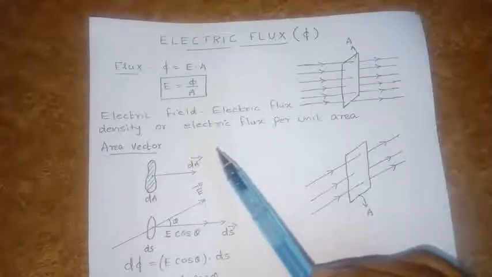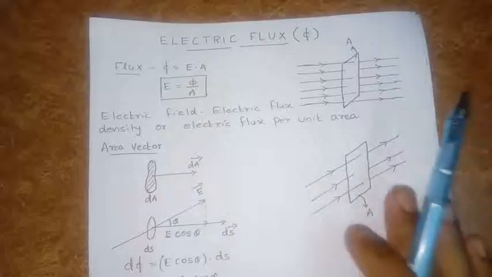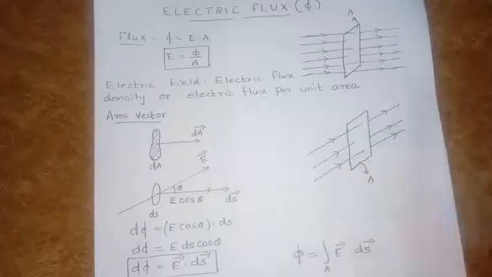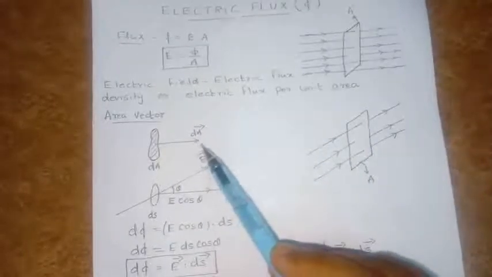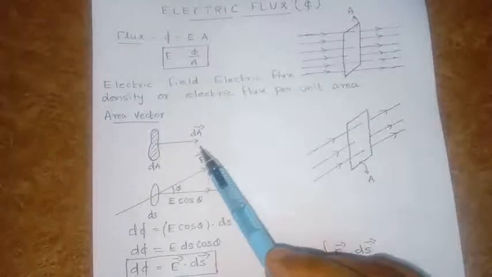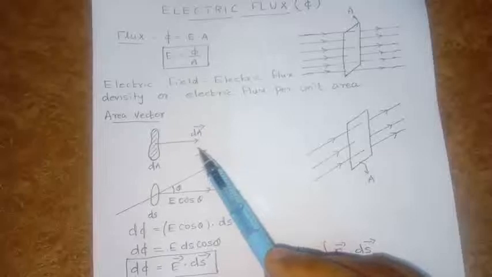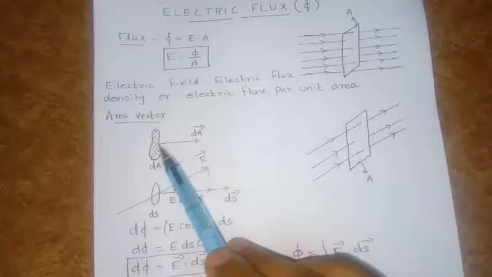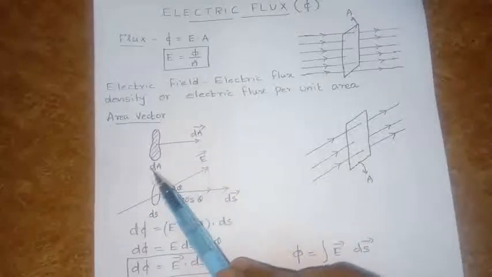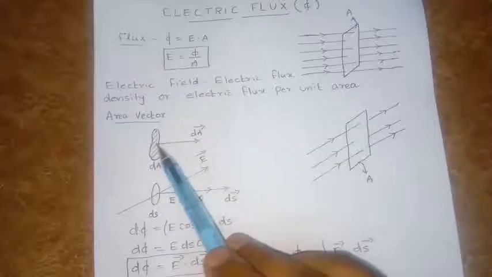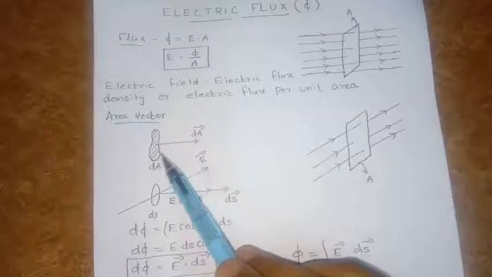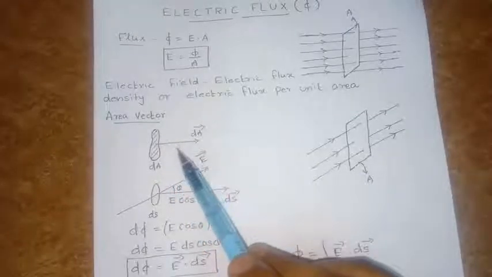Now we are going to discuss something in detail about electric flux. For that, first we have to understand the area vector. You know area is a scalar, but sometimes in physics, most probably in electrostatics and magnetism, area can be considered as a vector. If area is considered as a vector, its direction will be perpendicular to the area, as shown in the figure. Let us consider a small area dA, then the area vector will always be perpendicular to the area like this. So if area is considered as a vector, then the area vector will always be perpendicular.